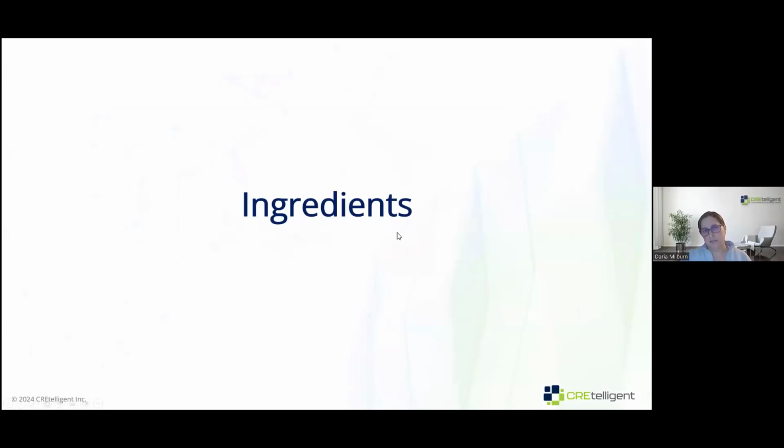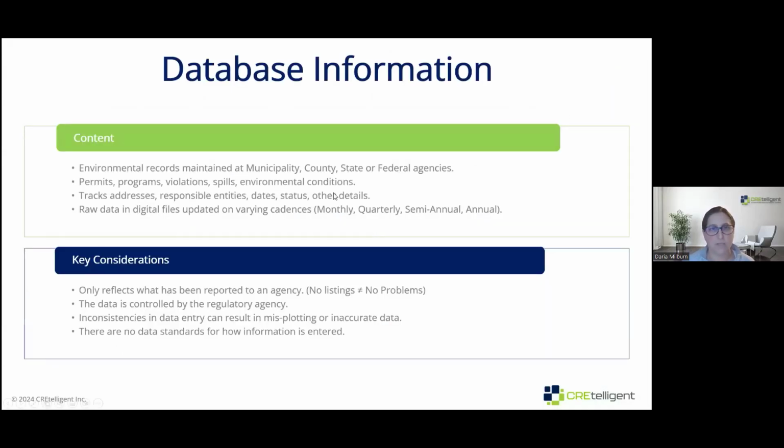So, sticking on our lunch theme, let's talk a little bit about the ingredients that go into each of these desktop reports. So first and foremost is the database information. So the type of information that's included are environmental records that are maintained at municipalities, counties, states, or federal agencies. They usually focus on permits, programs, violations, spills, or other environmental conditions that might be reported. It tracks addresses, it tracks responsible entities, the dates of these issues, status, and any other pertinent details.